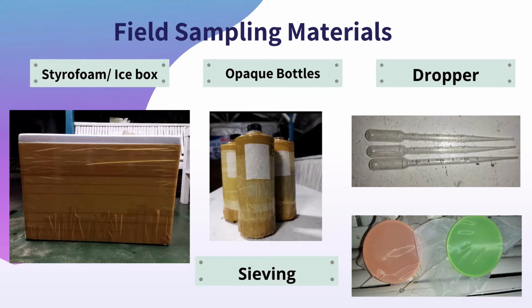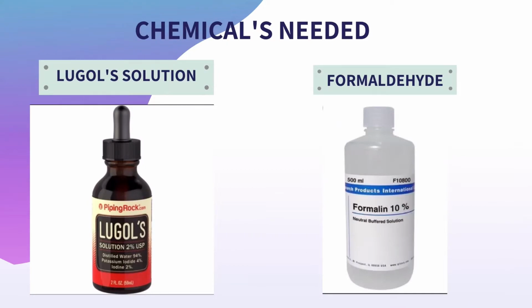So as you can see here, we have our materials during the field sampling of the phytoplankton assessment. First one is the styrofoam or the ice box, where the 1 liter samples were stored for preservation, and the chemicals were Lugol's solution for preservation and dyeing, and 30% formaldehyde for preservation.